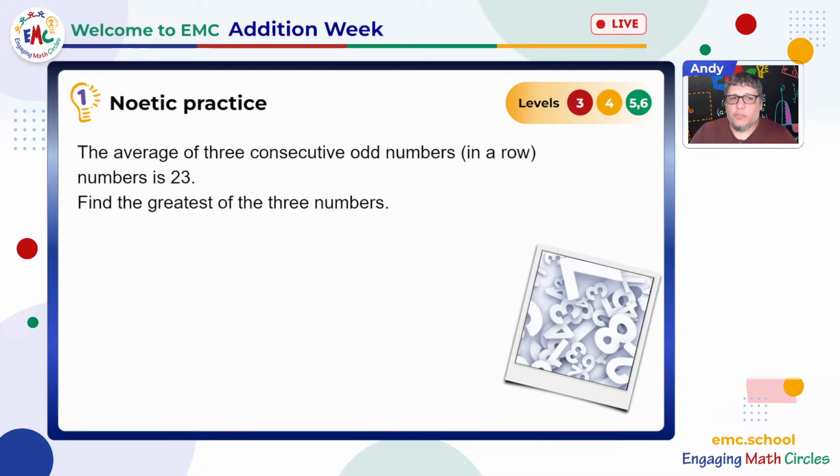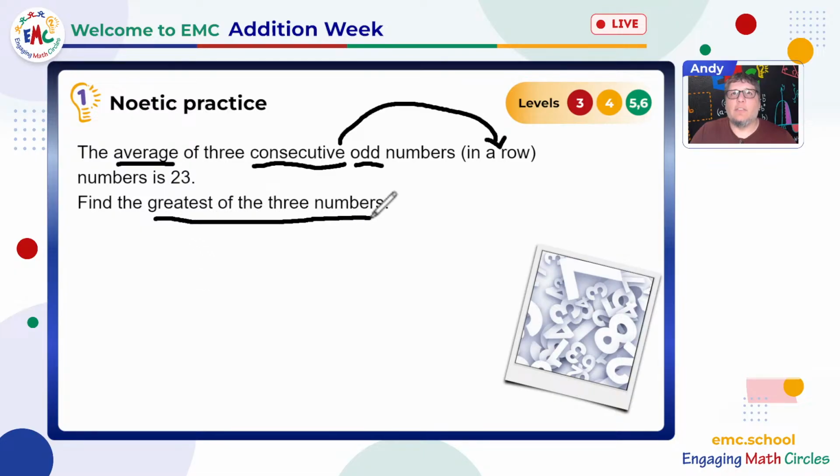So you have to know your stuff when you're doing noetic. Okay? So let's do some noetic by knowing what this stuff means. Consecutive means in a row. Odd means not even, can't be divided by 2. And the average is when I add those numbers up and divide them by how many there are. I want to find the greatest of the 3 numbers.